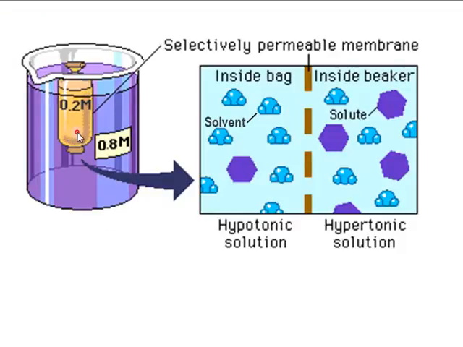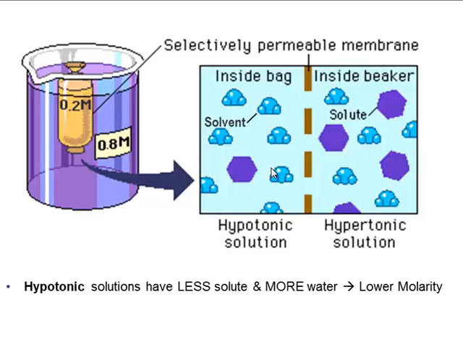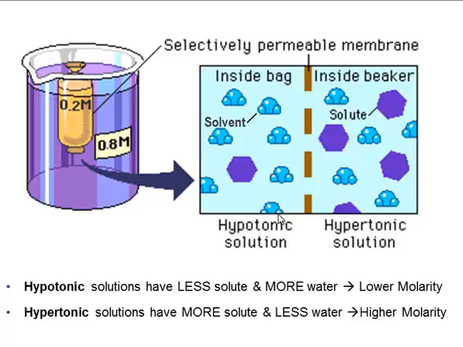Now our bag, which is still 0.2 molar, is in a solution that is 0.8 molar. So the solution outside the bag is said to be hypertonic because it has more solute molecules. Meanwhile, the solution inside the bag is hypotonic because it's got less solute but more solvent. So once again, a hypotonic solution has less solute, here's our solute, and more solvent, aka more water. Meanwhile, the hypertonic solution has more solute but less water overall. And this will determine which way water diffuses.